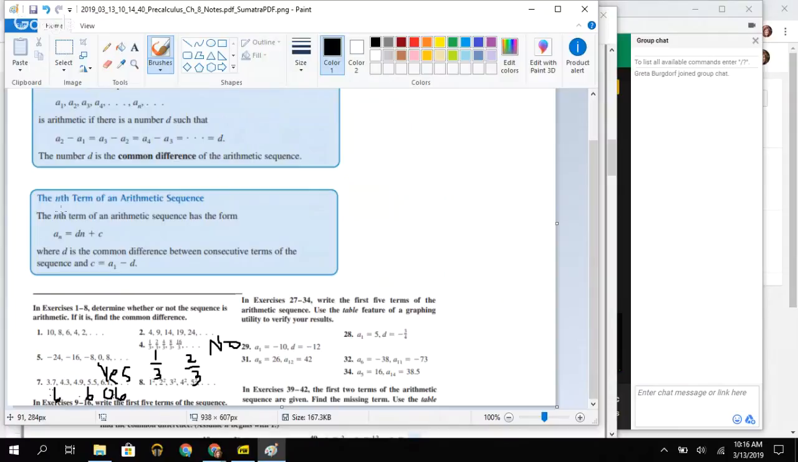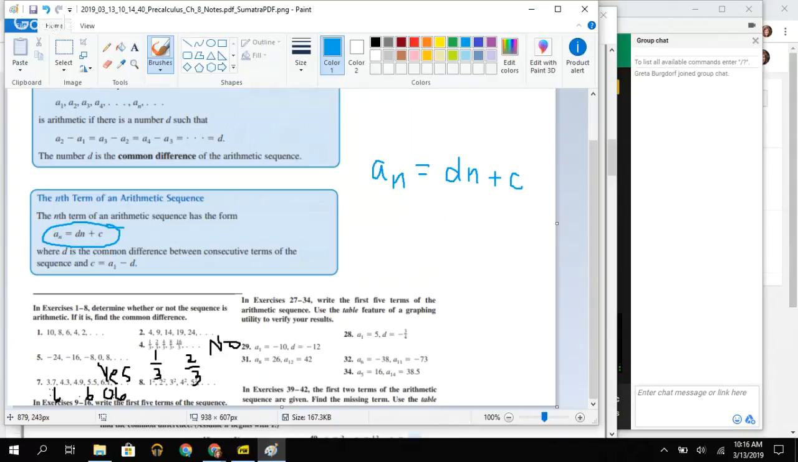So we want to talk about the nth term of an arithmetic sequence. If you have an arithmetic sequence, you can use this formula to find any term. I could ask you to find the third term in your sequence or the 100th term, and you could do that using this equation. Okay, so the equation is a sub n, any term, equals d times n plus c. So that's just a bunch of new letters. a sub n equals d times n plus c.